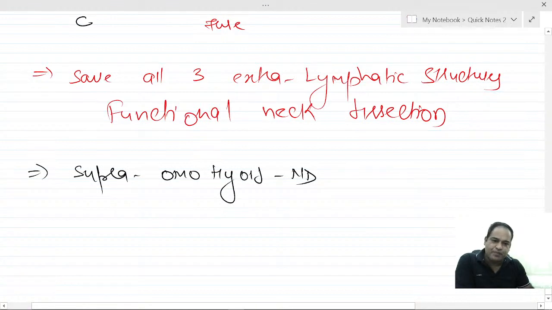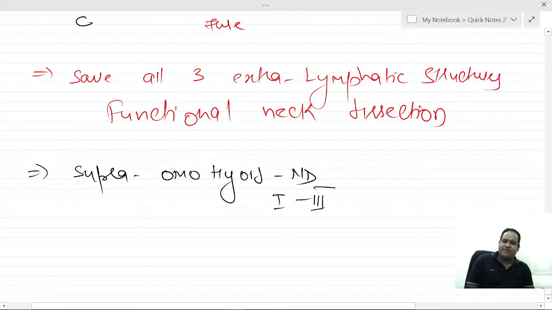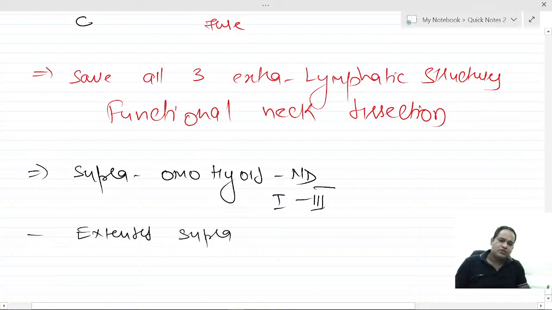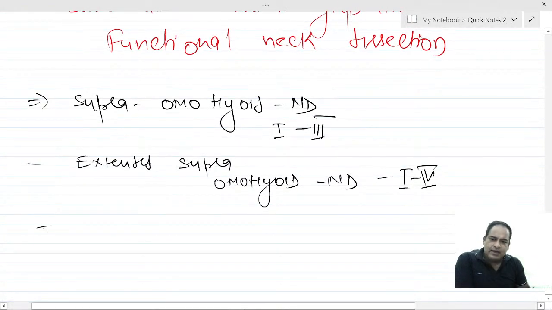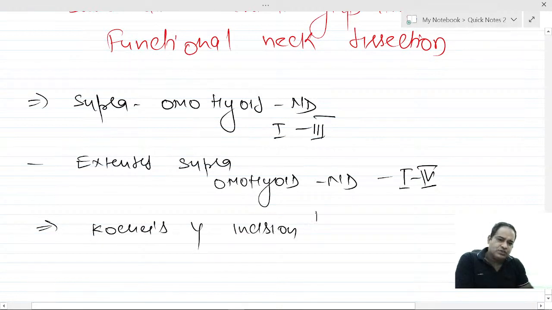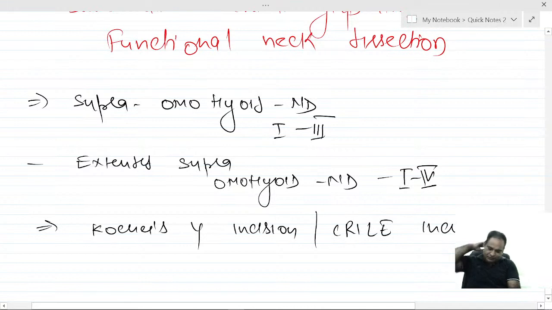supraomohyoid neck dissection. We remove level 1 to level 3 lymph nodes. Then there is extended supraomohyoid neck dissection. We remove level 1 to level 4 lymph nodes. Right? Okay. The name of the incision used is Kocher's incision or trial incision. Right?